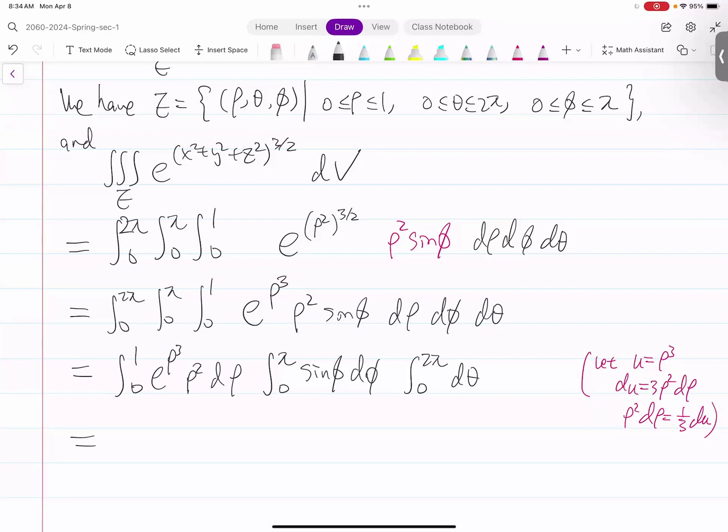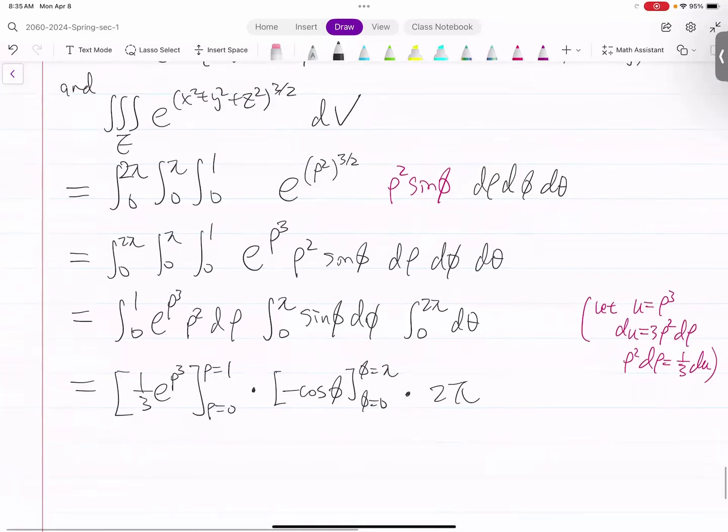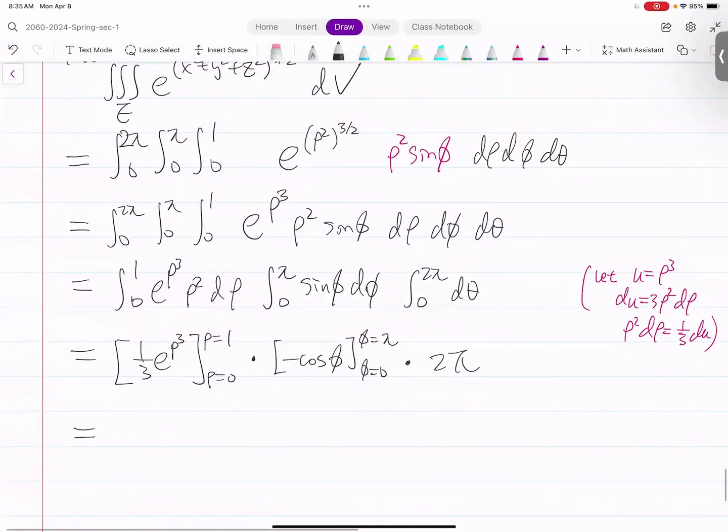So here, I want to write down the antiderivative of the inner function explicitly, because that's just 1/3 e to the rho cubed. And then we evaluate at rho equal to the lower bound and upper bound. And for the sine function, the antiderivative is negative cosine. Evaluate at lower and upper bound. And finally, that's just 2 pi for the last one. Then we just plug in.